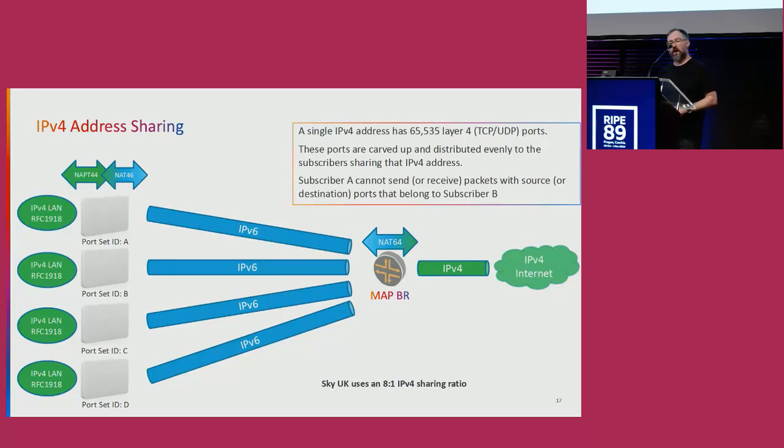In Italy, we use a 16:1 sharing ratio. In the UK, we've gone for an 8:1 sharing ratio. Not for any technical reasons. You could absolutely push this much higher than even 16:1 if your local regulations allow it.